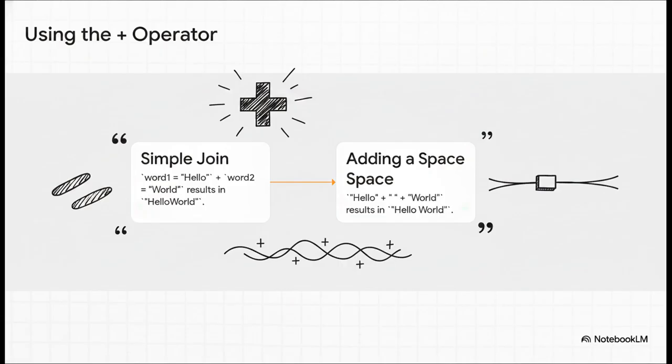But wait a minute. See how they're squished together? That's a classic rookie mistake. Python does exactly what you tell it to, so if you want a space, you have to literally add a space in there as its own little string.